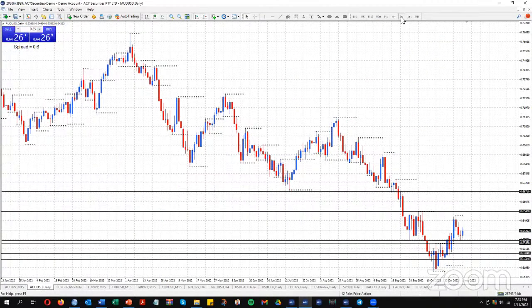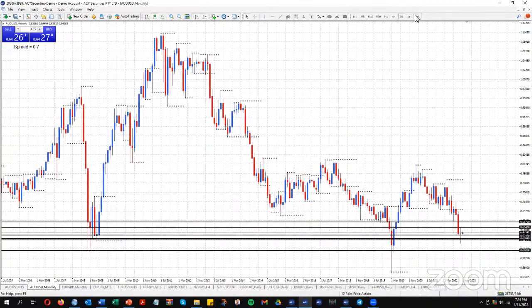Day chart on the Aussie. Now, last month, we started to hold down here. Can we have a month up? Can we false break last month's high? Or maybe we can't and we're just going to trade down.